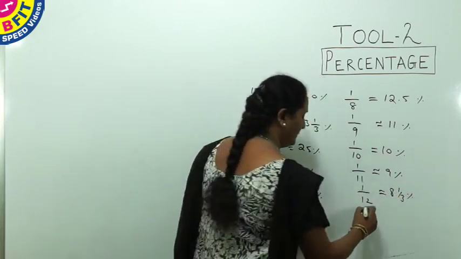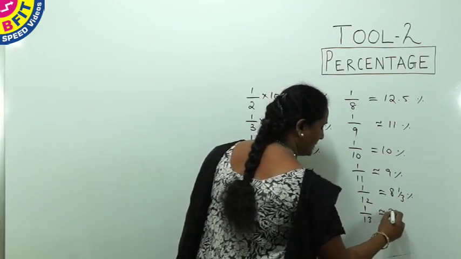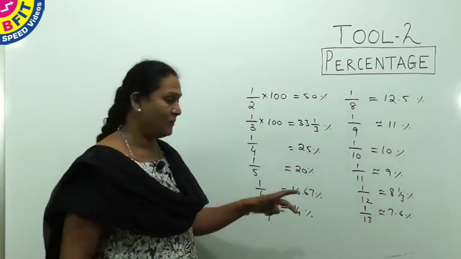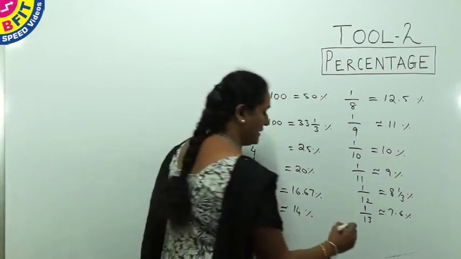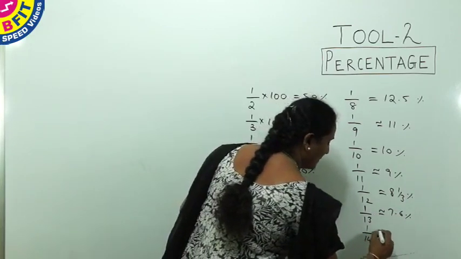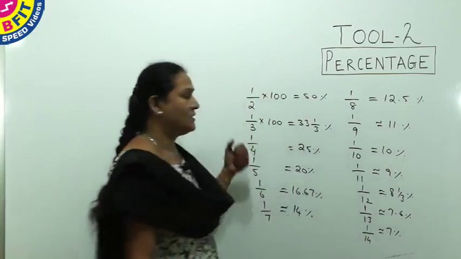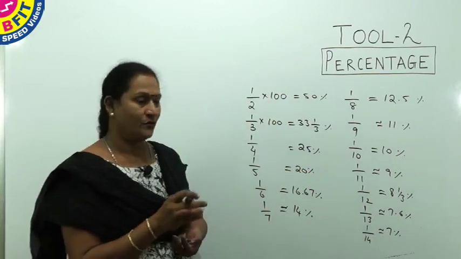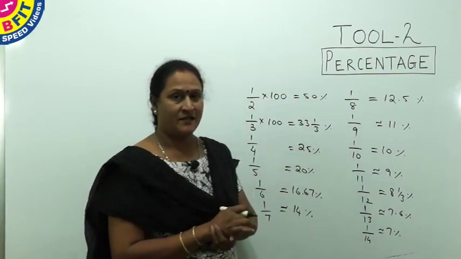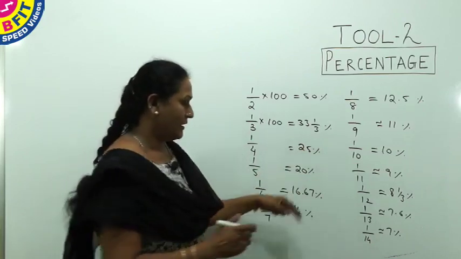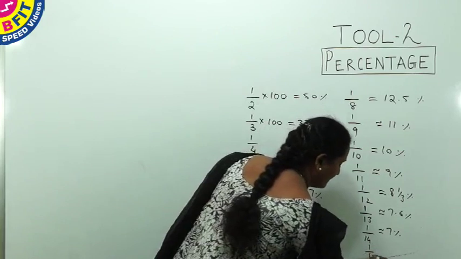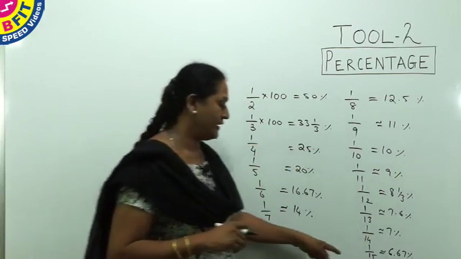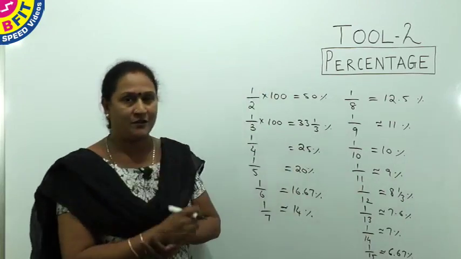And now 1 by 13, it is approximately 7.6%. So if 1 by 7 is 14, what will be 1 by 14? 14 into 7 is 98. So it is approximately 7%. So all these percentages you can remember, which will be a shortcut for divisions also. So to do division questions, you can remember these percentages and it's very simple also. And now 1 by 15. So up to 1 by 15, 15 into 6.67 will give you a value nearing 100.